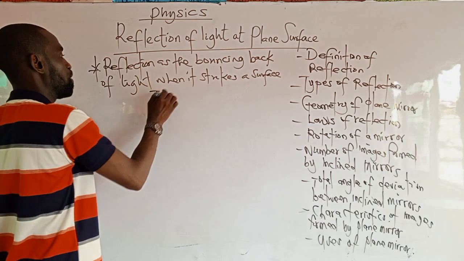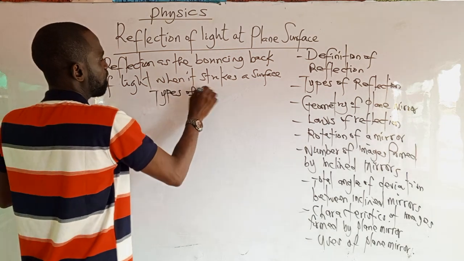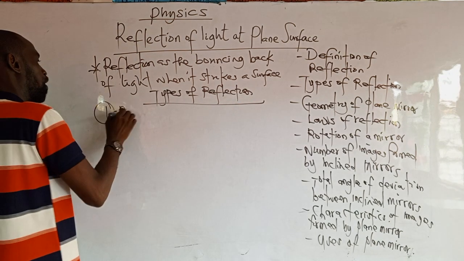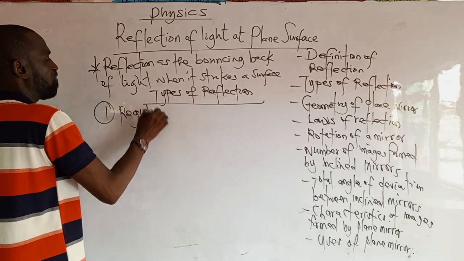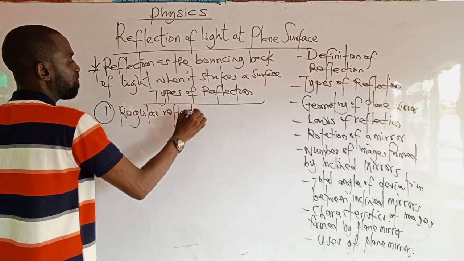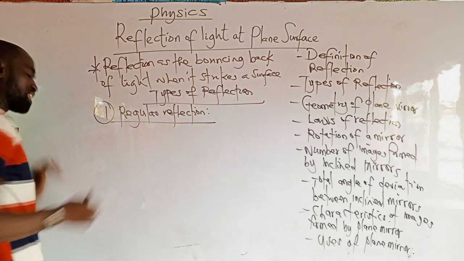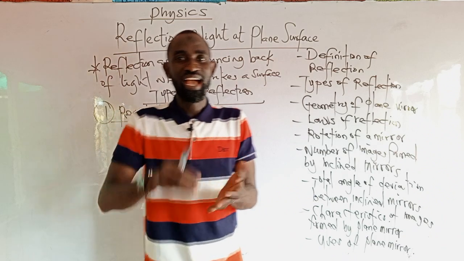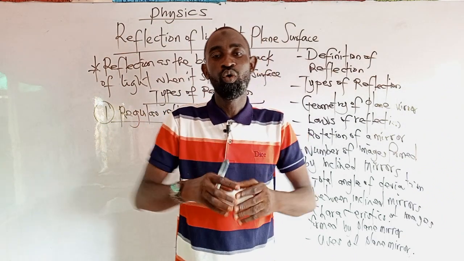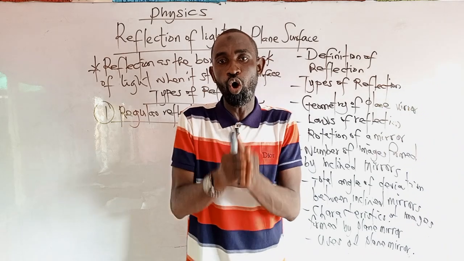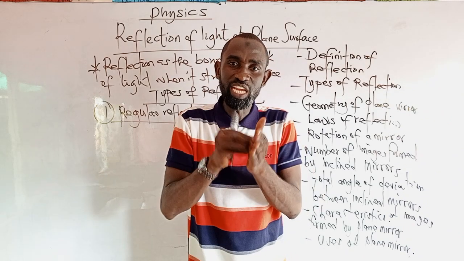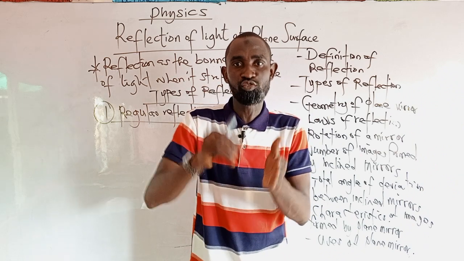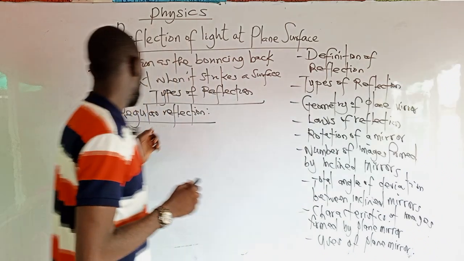So we have the types of reflection. We won't waste more time on these. That's the second part. What types of reflection do we have? The first one we call regular reflection. This occurs when rays of light are reflected along the same direction when they strike a smooth or polished surface. So it implies that regular reflection is a function of a smooth surface. Are you with me now?